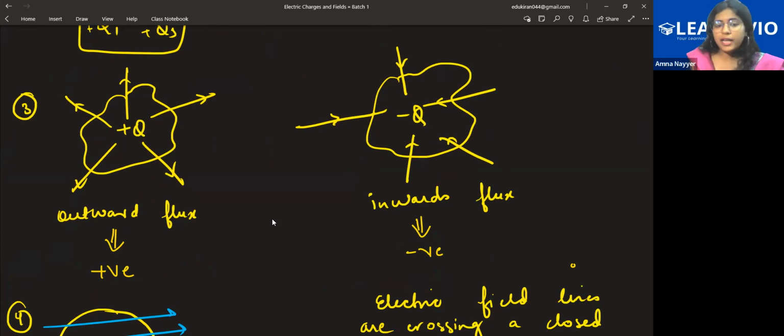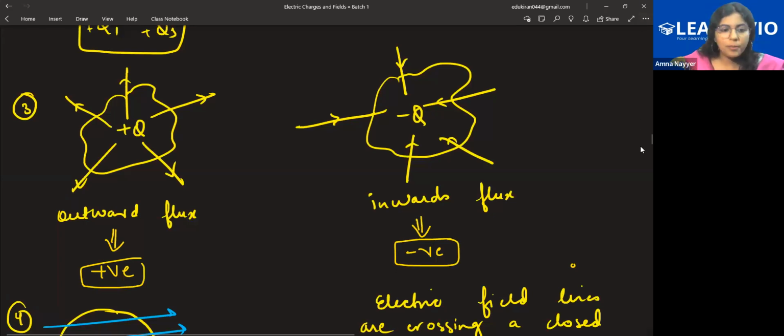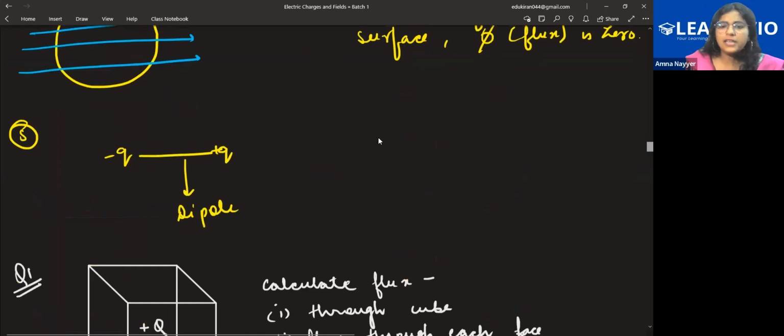We have seen in electric field lines that for a positive charge, the direction of the field lines is moving away, and for a negative charge, electric field lines are directed towards the charge. So this is outward flux, this is inward flux. This is negative flux, this is positive flux. So just remember this positive, remember this negative. There are just two more properties left.